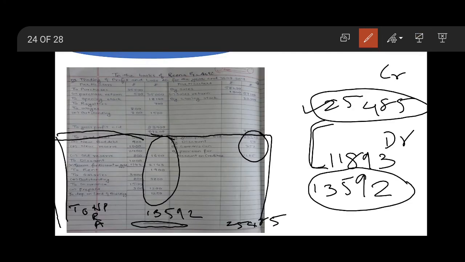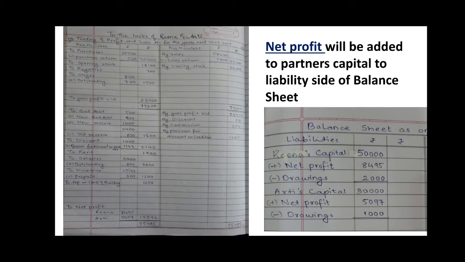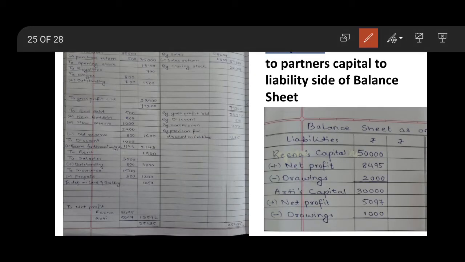The same you will write here in the inner column. In front of Reena 8495 and in front of Aarti in the inner column 5097. Here it is presented properly. You can see the closing is done here, the same is transferred here, the net profit is written here, and the net profit is distributed among Reena and Aarti.